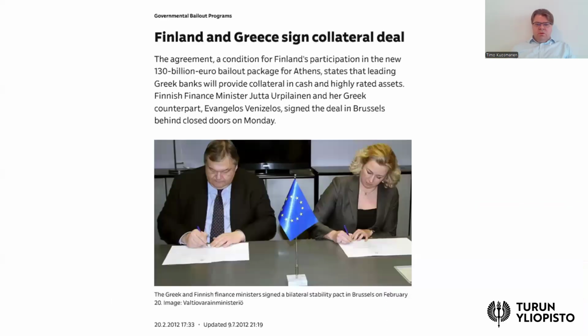But there's also a joint risk for other member states, that if one or some of the member states are in trouble, then there needs to be support, for example, the bailout packages.